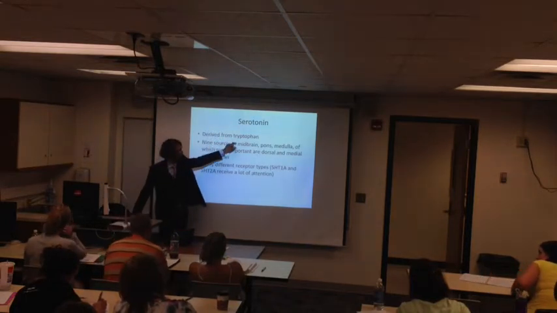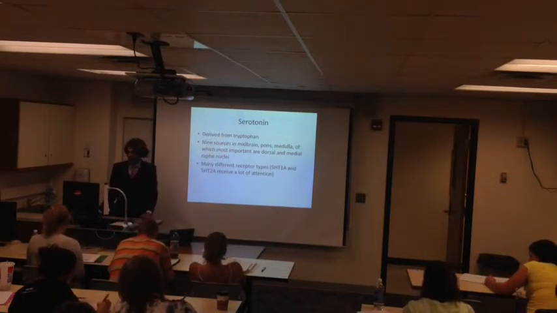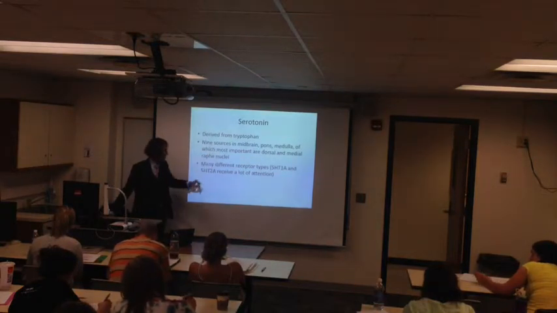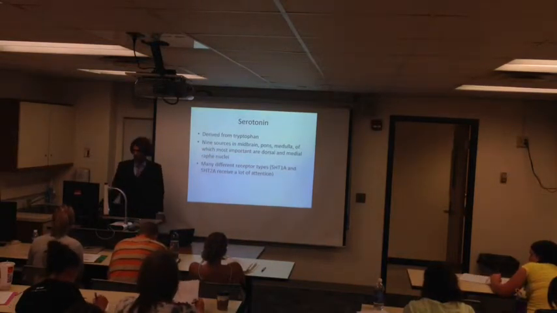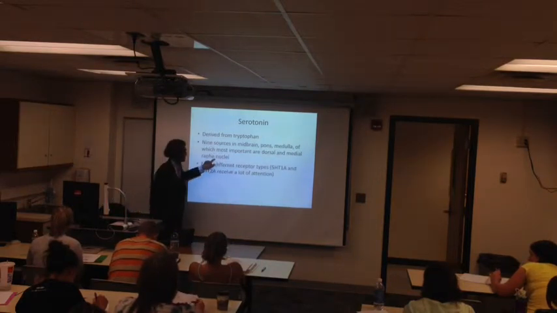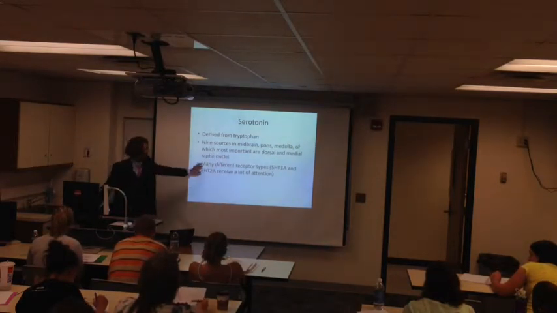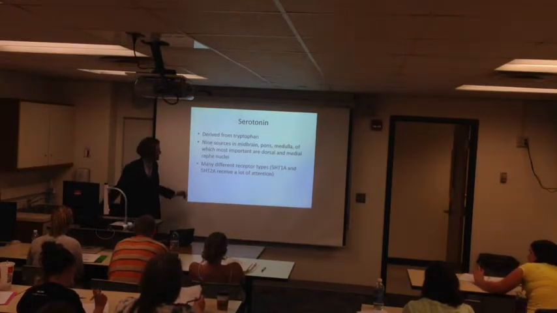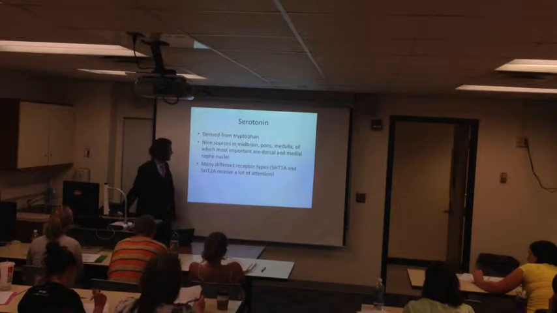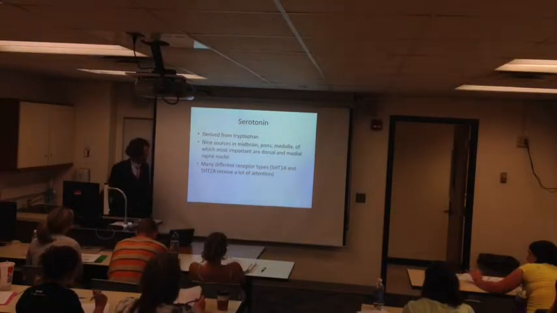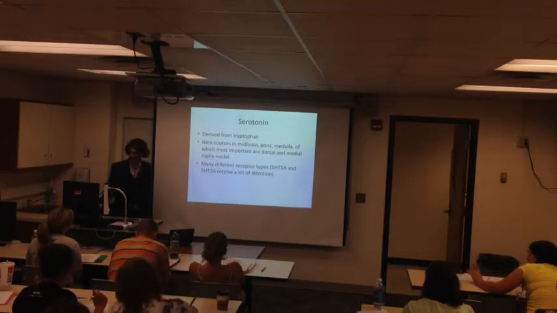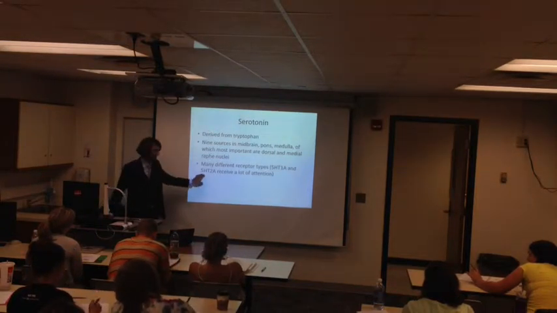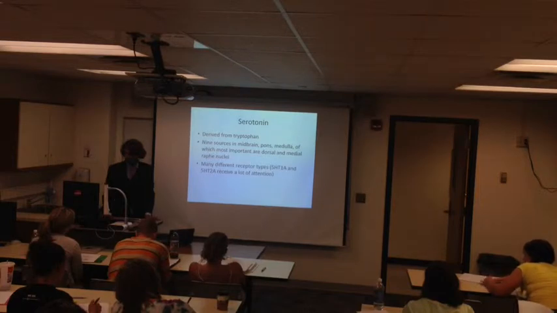Serotonin is not derived from dopamine and norepinephrine. It's derived from a different chemical, tryptophan, a different amino acid. There are 9 sources in the midbrain, pons and medulla. The most important of those are the dorsal and medial raphe nuclei. So the dorsal raphe nucleus, you should remember that, is an important source of serotonin. There are many different receptor types, although a lot of research has gone into the 5-HT1A and 2A receptors, and their role particularly in understanding how selective serotonin reuptake inhibitors work.